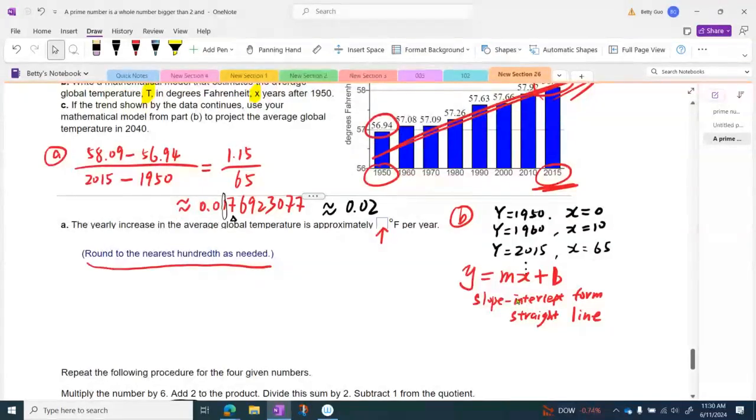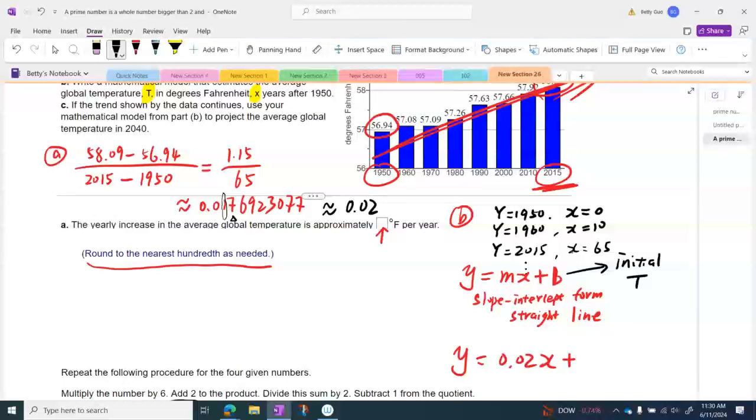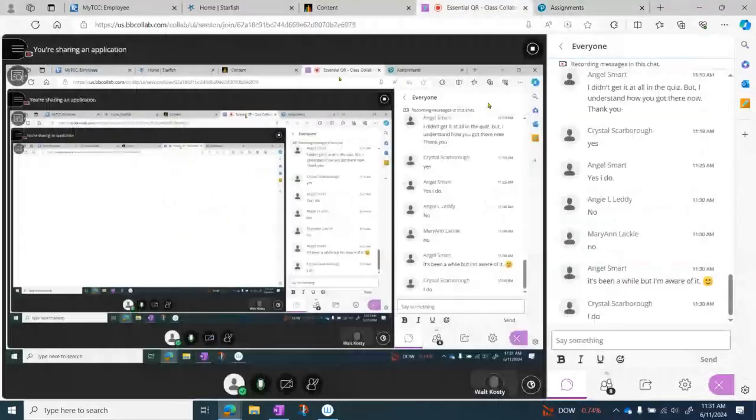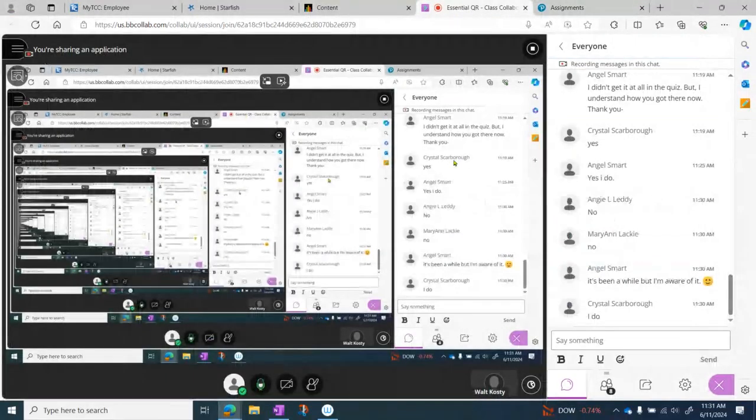And the slope, we already found. Slope is 0.02. And the b here is the initial temperature, initial T. In other words, b is the value of T in the initial year, 1950. So it's going to be 56.94. Once you remember straight lines pretty well, this will be a very doable problem. It's been a while, but it's a straight line.